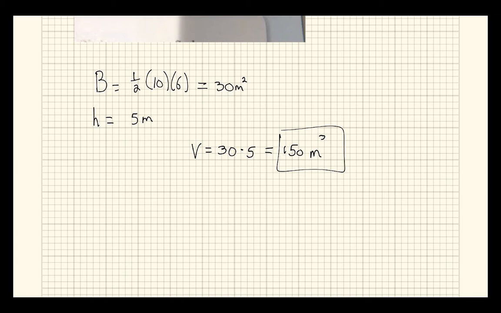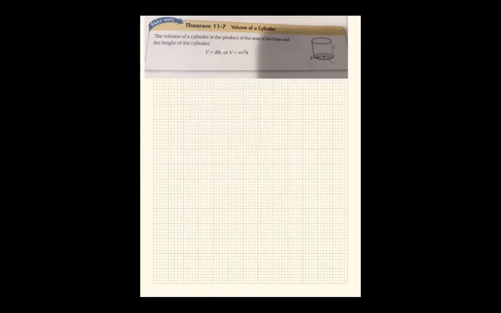So that's for prisms. I'm only going to do 2 examples, one for a prism and one for a cylinder. If you want to stop there and do the prism examples, go right ahead. But I'm going to continue with tomorrow's lesson right now, which is on cylinders. So let's talk about cylinders and finding their volume.